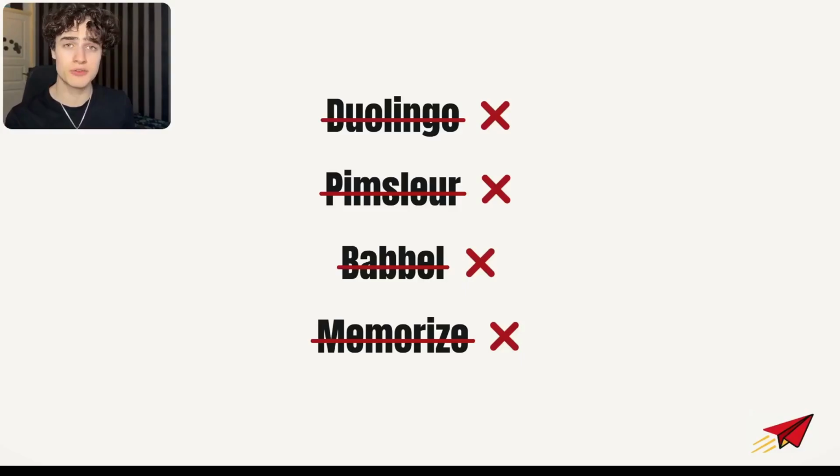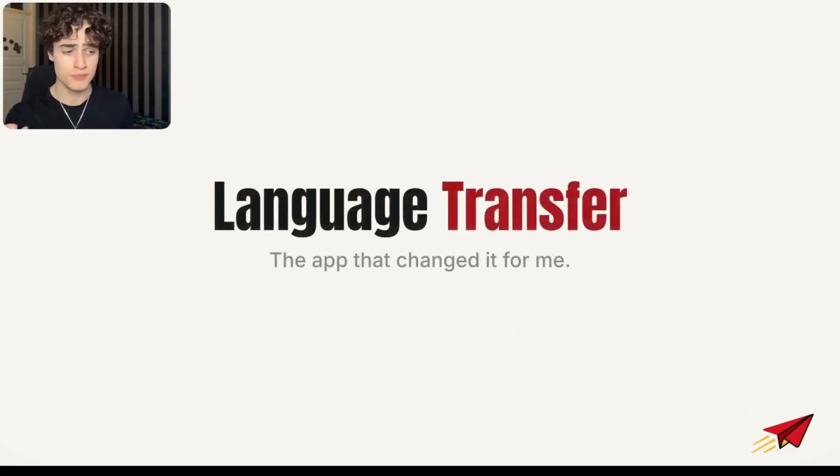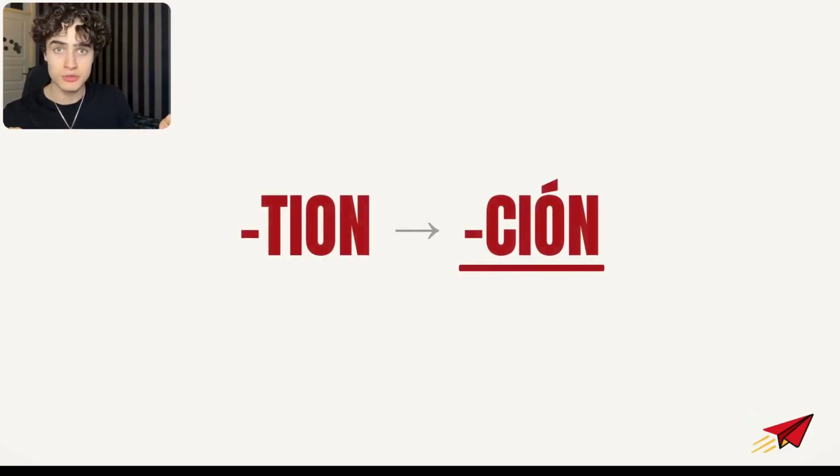But that was until I discovered an app called Language Transfer, which completely changed everything for me because it taught this exactly what I'm going to go through in this video. And the rule that he gave, which is what I'm going to give in this video, is that words that end in tion or ation, you could say, become cion in Spanish, with a Spanish accent. And so all you have to know is the vowels. The vowels in English are A, E, I, O, U. In Spanish, those become A, E, I, O, U.